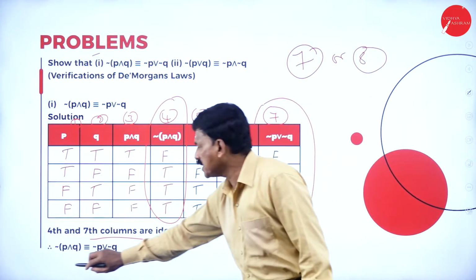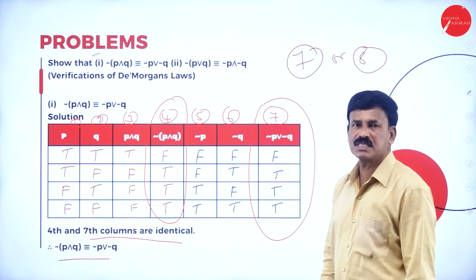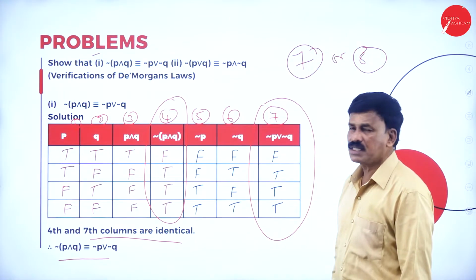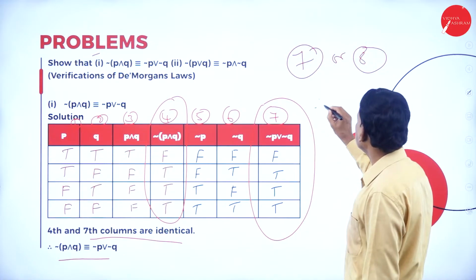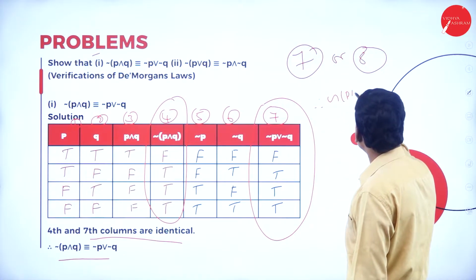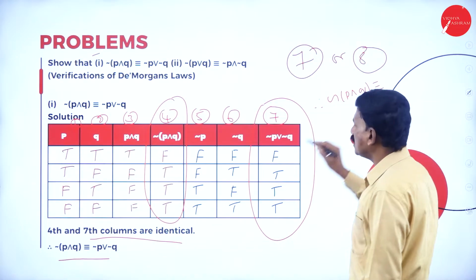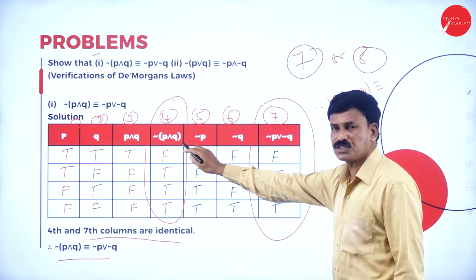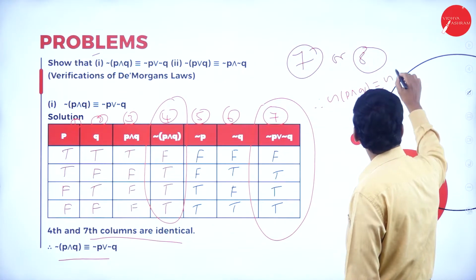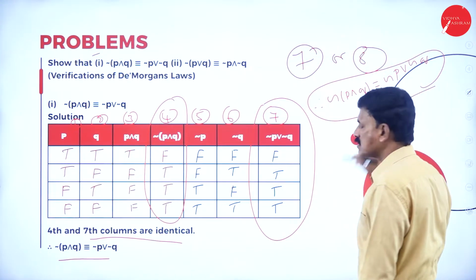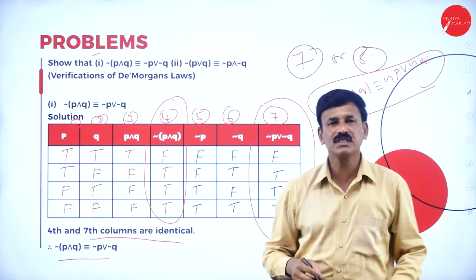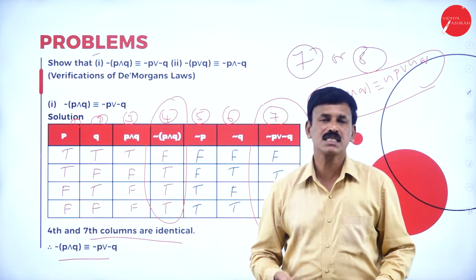That means negation of P conjunction Q is logically equivalent to negation P disjunction negation Q. So, we can say therefore, negation of P conjunction Q is logically equivalent to negation P disjunction negation Q. This is how we are going to verify the logical equivalence. That's it. Hope you followed.